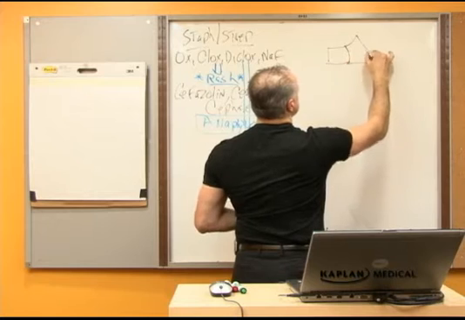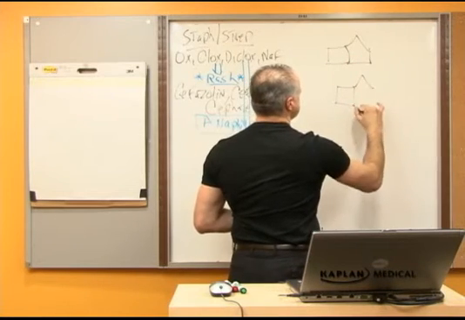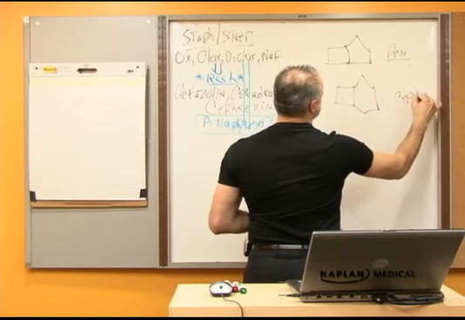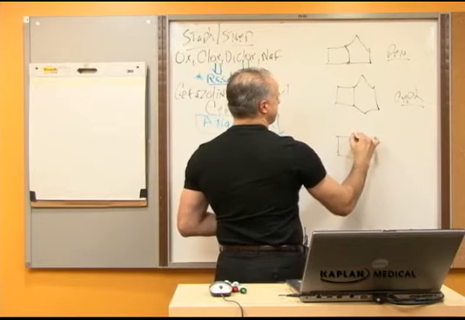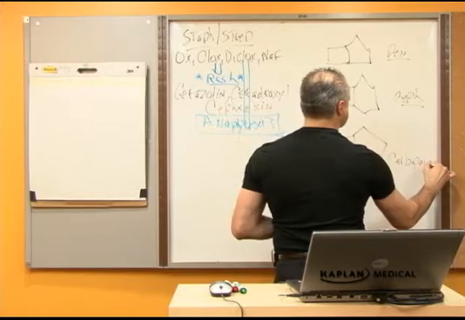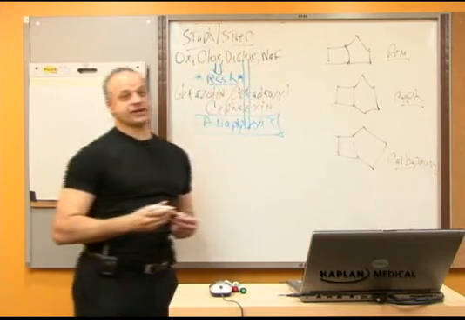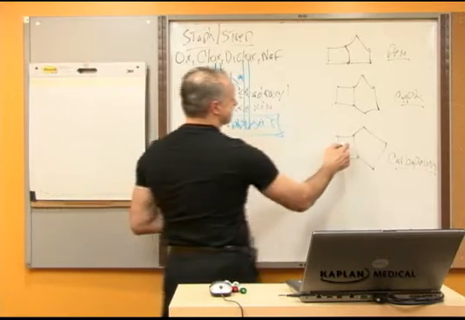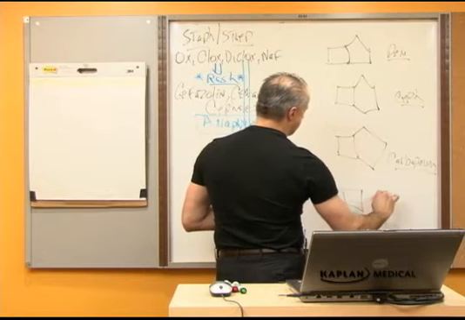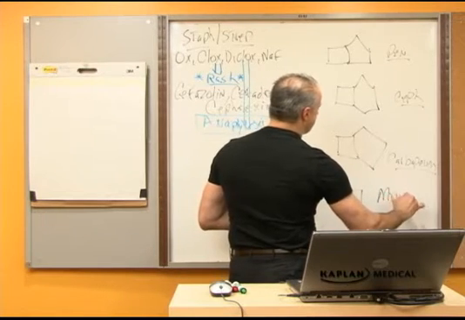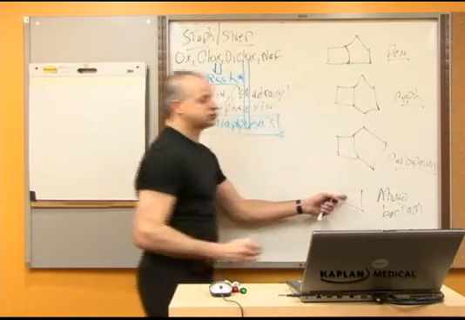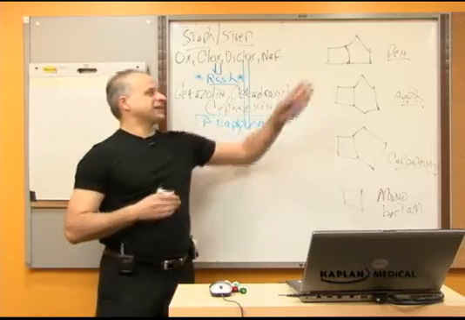Here are the beta-lactam antibiotics: penicillins, cephalosporins, and another beta-lactam antibiotic called a carbapenem. There are 4 beta-lactam antibiotics with that little square ring: penicillins, cephalosporins, carbapenems, and monobactams. And of the monobactams, a beta-lactam ring alone, the only one that we use is aztreonam.